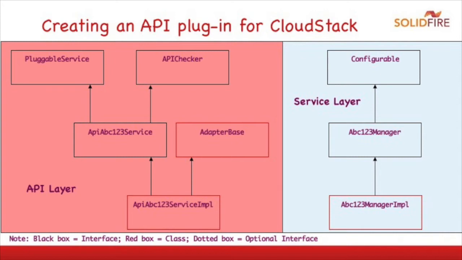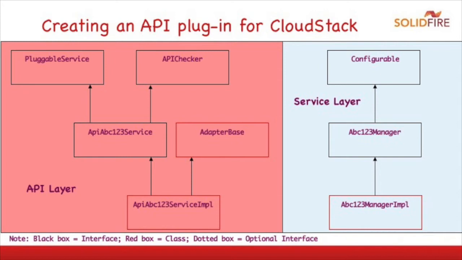That ABC123 manager interface is what's going to have all of the required business methods that need to be implemented. In my case, it happened to be things like create a virtual network, delete one, list one, create a volume, delete one, list one, create a reference to a SolidFire cluster, remove that reference, all of those kinds of things.